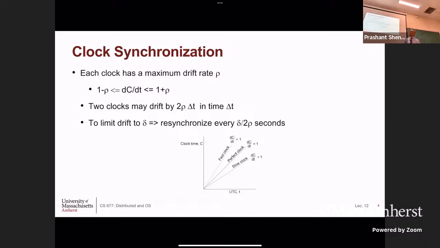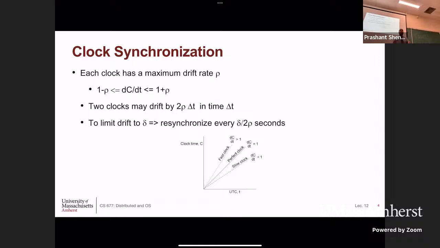Two clocks of that same type of technology, in the worst case, might drift by 2 rho delta t every delta t time, because in the worst case one clock is running fast and the other clock is running slow, so they're diverging from one another. So the maximum amount by which any two real clocks will be off, if the drift rate is rho, is 2 rho times delta t. Because they're each drifting rho every delta t time units, so they'll drift apart by 2 rho. That's the worst case by which you're off.